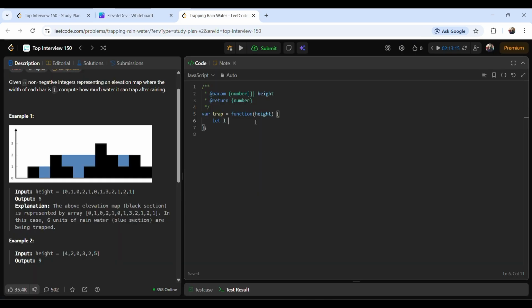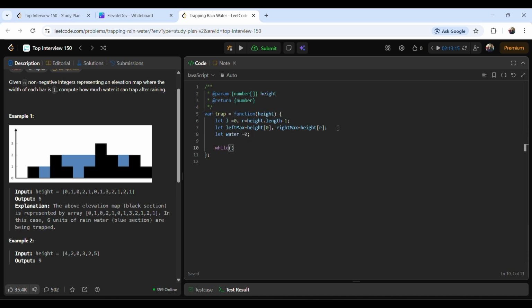We'll be having two pointers, left is equal to 0 and right will be height length minus 1. Okay, we will have left max, we will assume my left max is height of 0. I will have a right max equals to height of right, and obviously we will have some water.